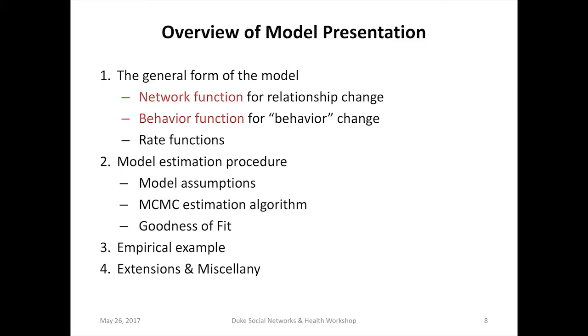Because this is a model of change, we also have a couple of rate functions in here that determine how often change occurs in the network and behavior. We're not going to spend a lot of time on that, but I don't want you to be surprised when you see that pop up. We'll talk a little bit about model estimation. I don't want to spend a whole lot of time on it, but there are some important points that really help in understanding and interpreting what the model is doing. Then I'll provide an example and some of the exciting other things that we can do with these models.